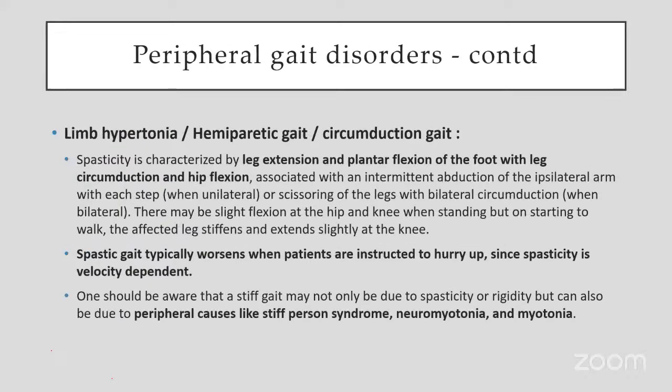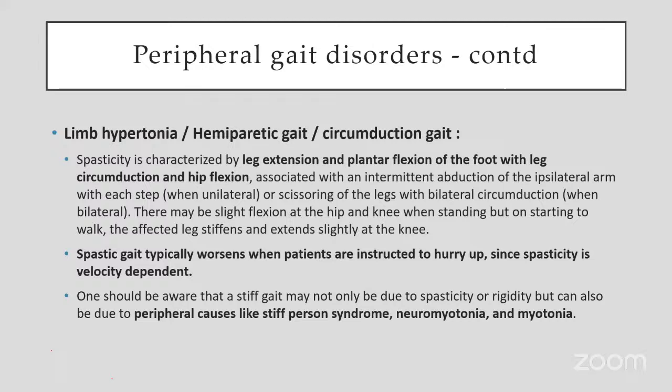Limb hypertonia, or hemiparetic gait, or circumduction gait. It is due to spasticity, which is characterized by leg extension and plantar flexion of the foot with leg circumduction and hip flexion in the swing phase. This is associated with an intermittent abduction of the ipsilateral arm with each step when it is unilateral, or it presents with scissoring of the legs with bilateral circumduction when it is bilateral paraparesis.